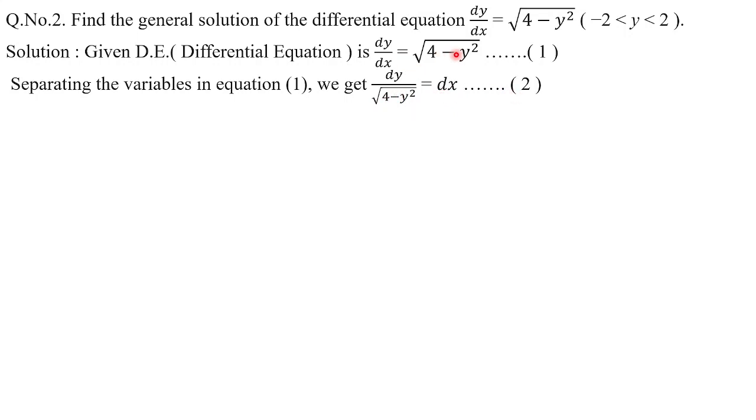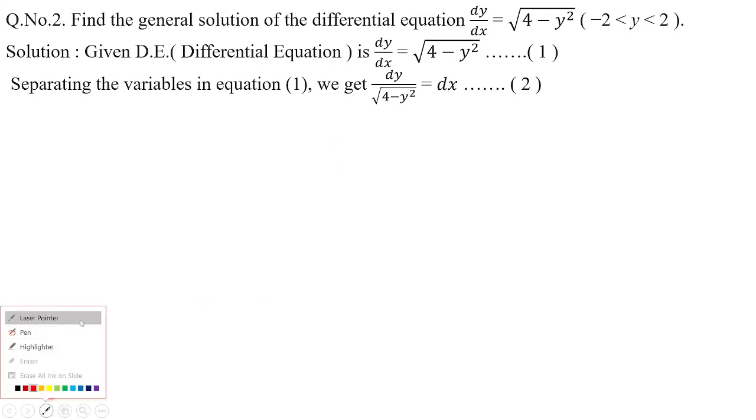We have transposed square root of 4 minus y square to the LHS, then it becomes the denominator. Therefore we wrote dy by square root of 4 minus y square is equal to dx. We have transposed dx to the RHS. By transposing the terms to the LHS as well as the RHS, we are getting this equation 2. After getting equation 2, what will you do here?